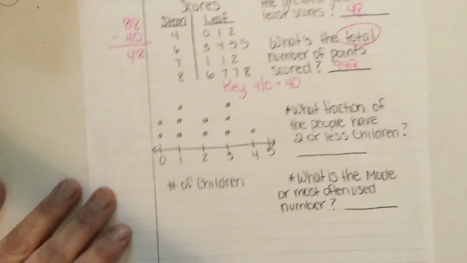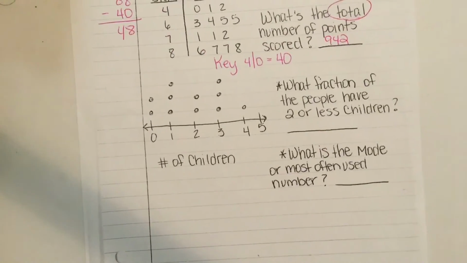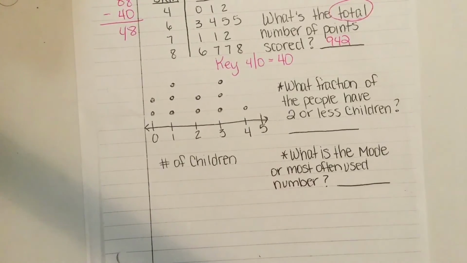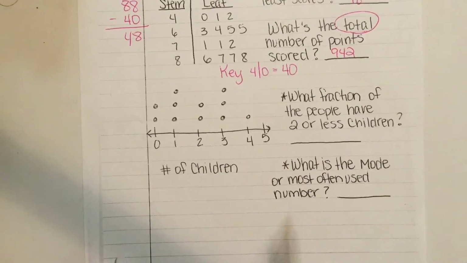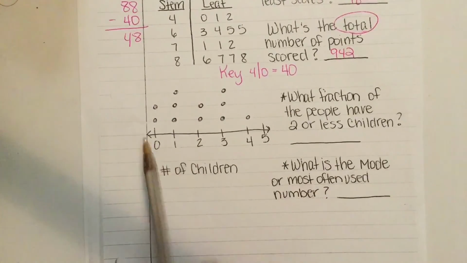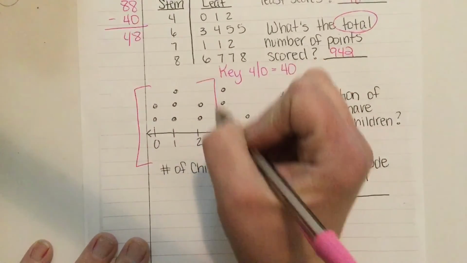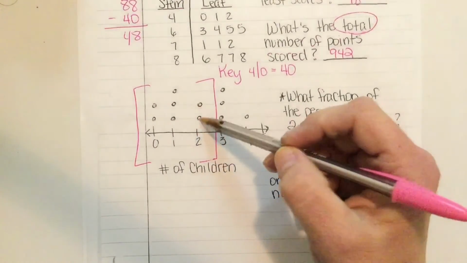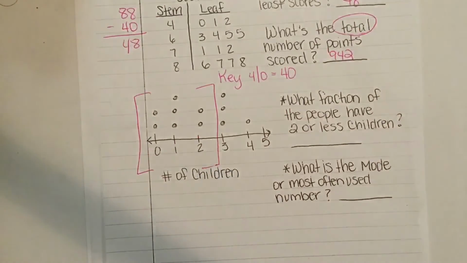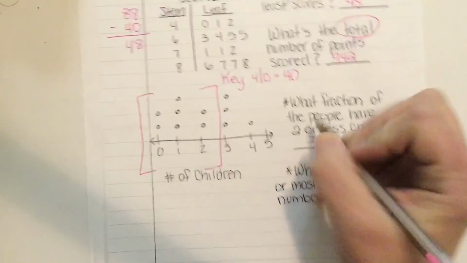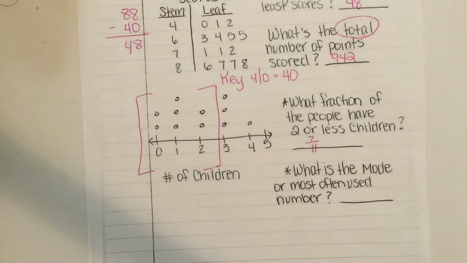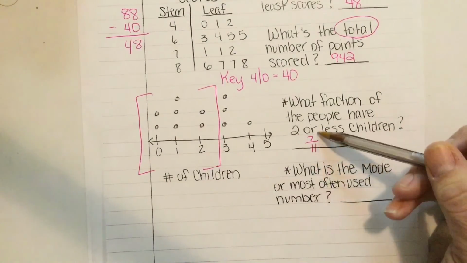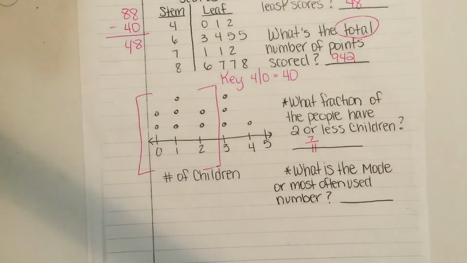Okay. All right, and then we have a dot plot. On the dot plot, it says what fraction of the people have 2 or less children. So this is people with, and then the number of children each person has. Well, 2 or less means I'm looking at the number 2 and back. That's 1, 2, 3, 4, 5, 6, 7. 7 people out of 8, 9, 10, 11. 7 out of 11 people. So 7 elevenths. Okay. These are both prime numbers. If they were even or numbers that could be divided, you would have to reduce it.